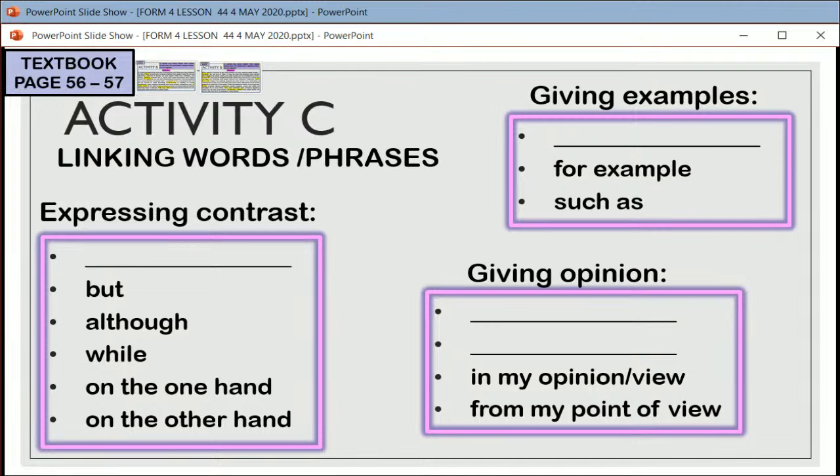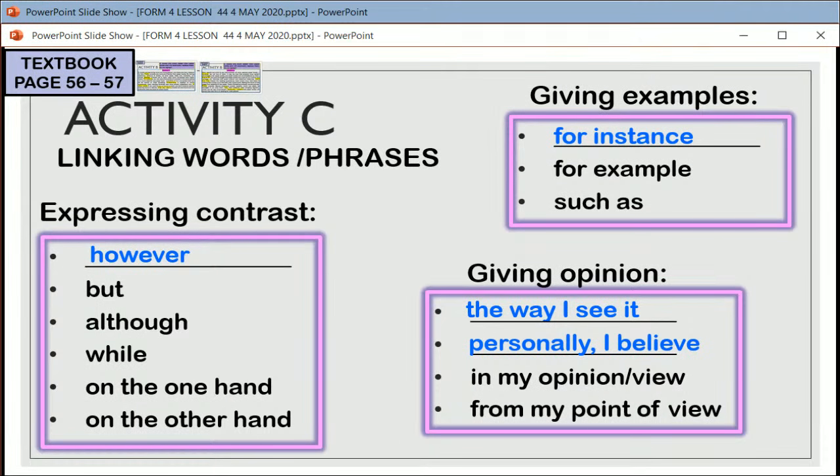Let's check your answers. All right, so you're all correct. To express contrast is however, okay? And then for instance is to give examples. And then you have the last 2, the way I see it and personally I believe. Now that you have all these 4 different types of linking words that give you a way to express your opinions, use them please. Write them down on a piece of paper, whatever, and put it around your room so you can see it and remember it.